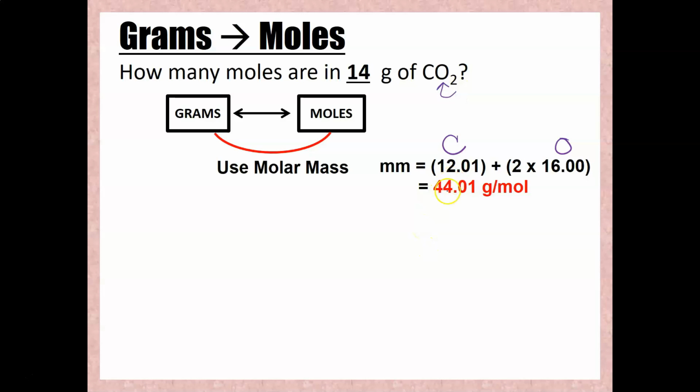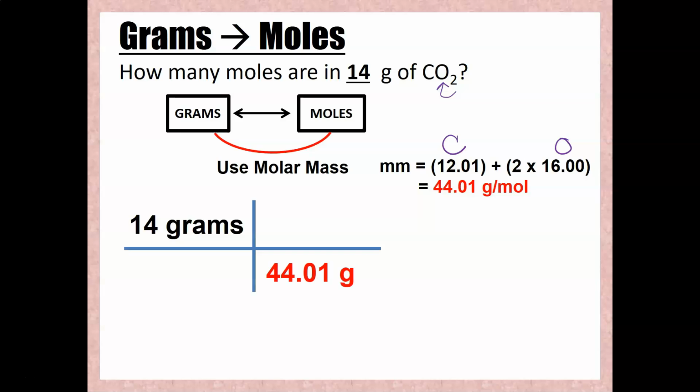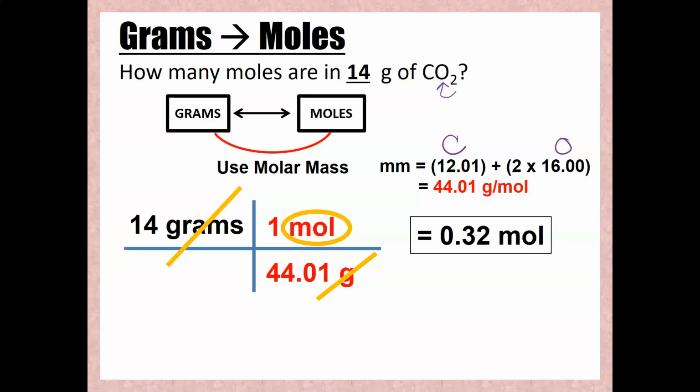So I add that up. 44.01 grams per mole becomes my conversion factor. I start with my known value. I want to cancel grams, so this time the 44 is going to go on the bottom and 1 mole goes on top. By definition, molar mass is how much 1 mole weighs, so I have to make sure it's a 1 there. Grams cancels, I'm left with moles, punch it in my calculator, and I find out if I had 14 grams of carbon dioxide, I really have 0.32 moles of carbon dioxide.